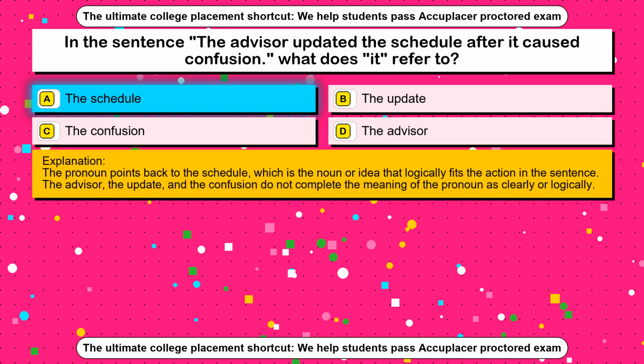The pronoun points back to the schedule, which is the noun or idea that logically fits the action in the sentence. The advisor, the update, and the confusion do not complete the meaning of the pronoun as clearly or logically.